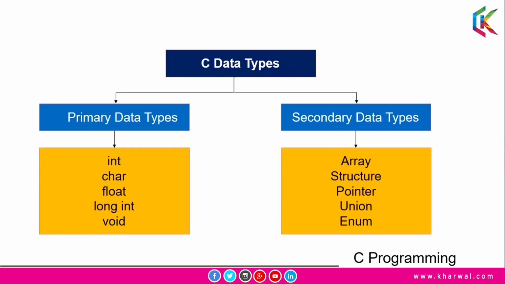Guys, data types can be classified as primary or primitive data types and secondary or non-primitive data types. And these are the few primary data types: int, char, float, long int, and void. While in secondary data types, there are array, structure, pointer, union, and enumerations.